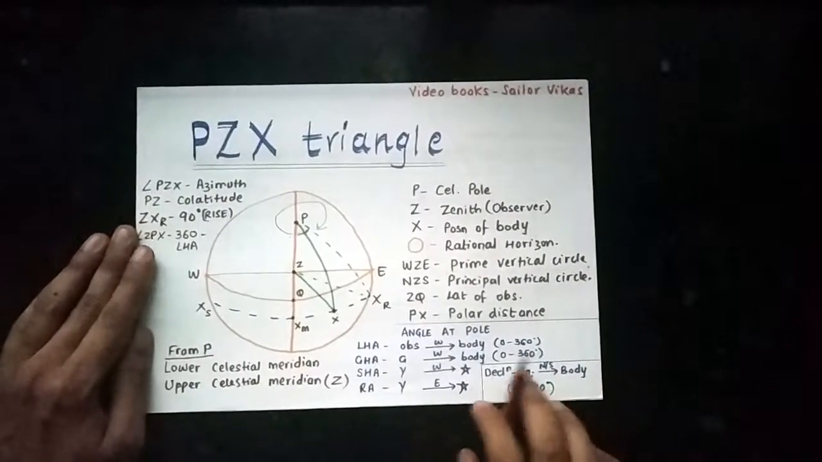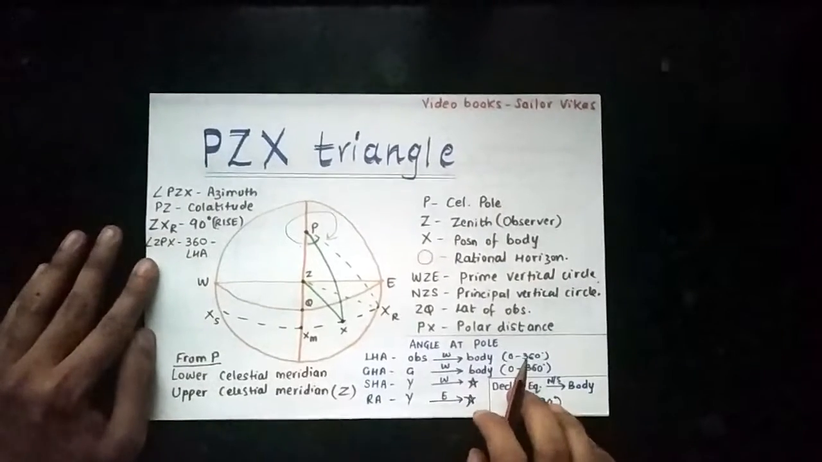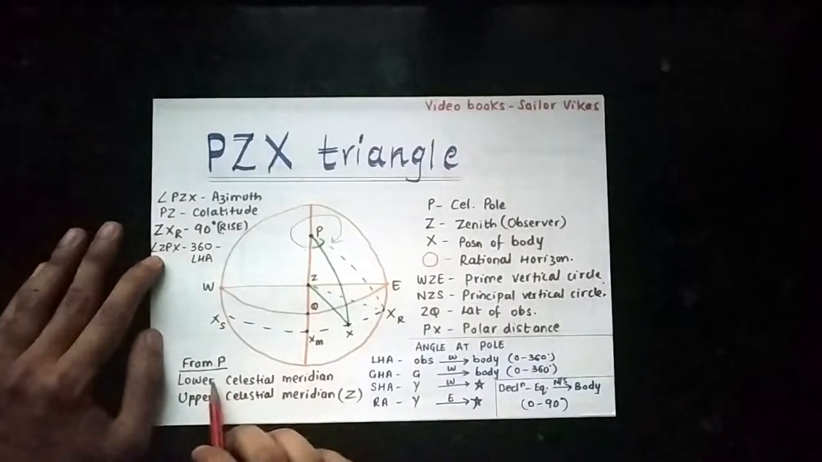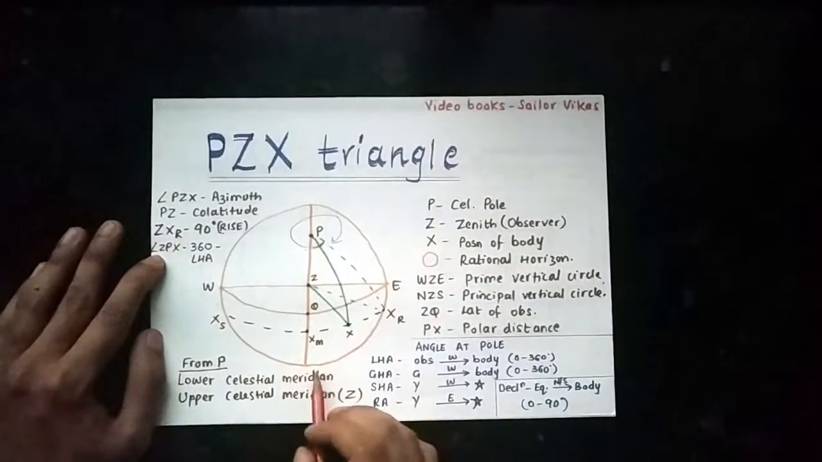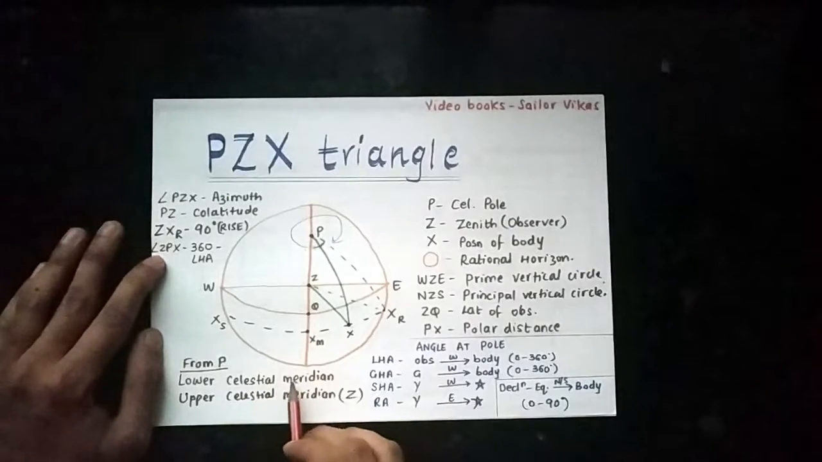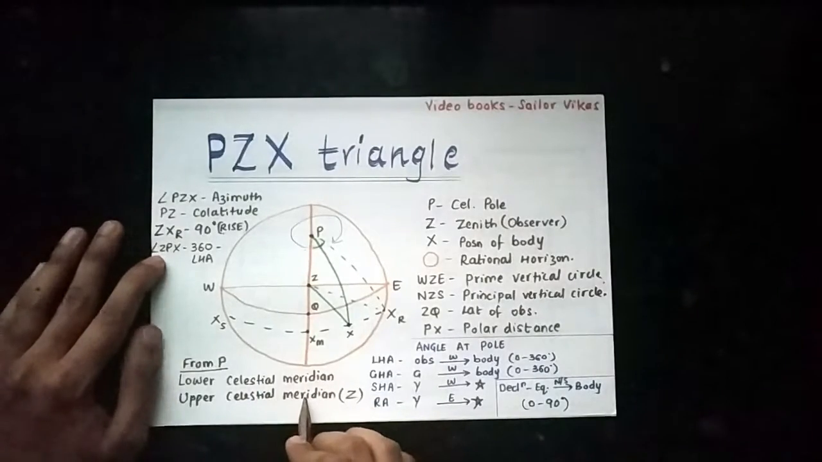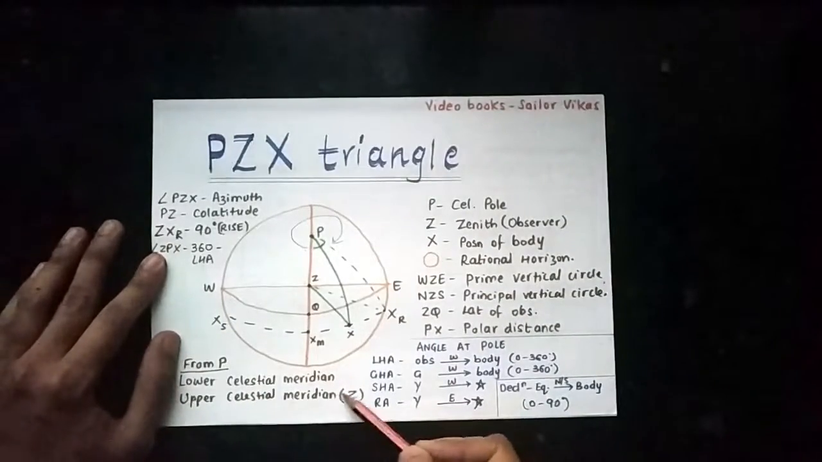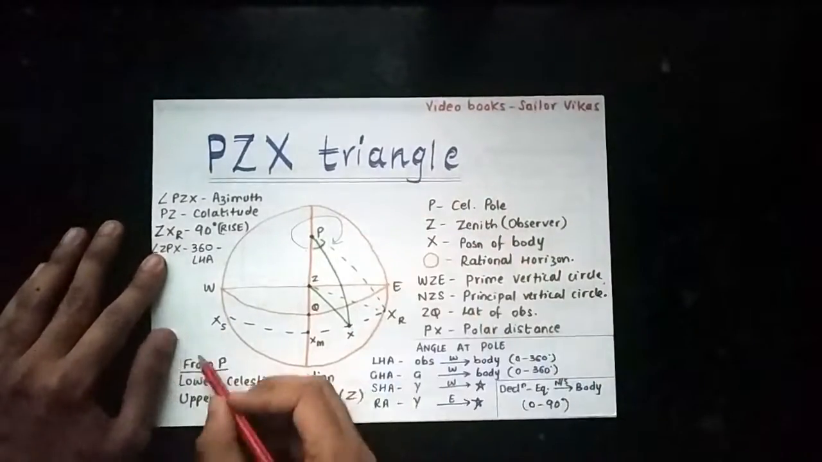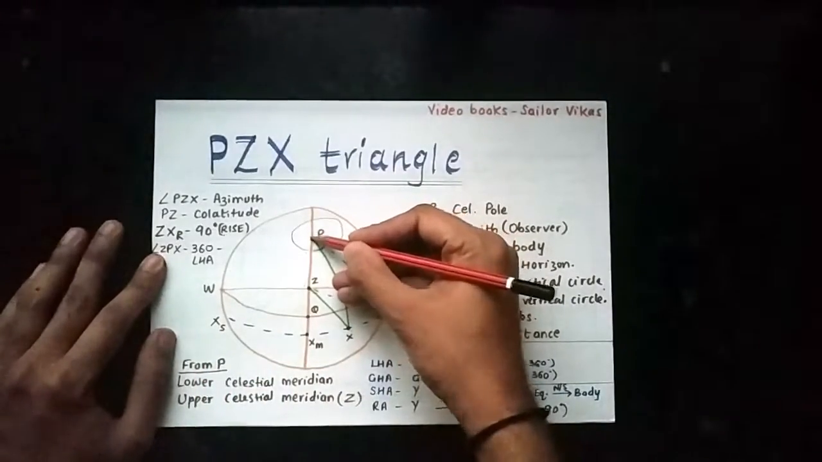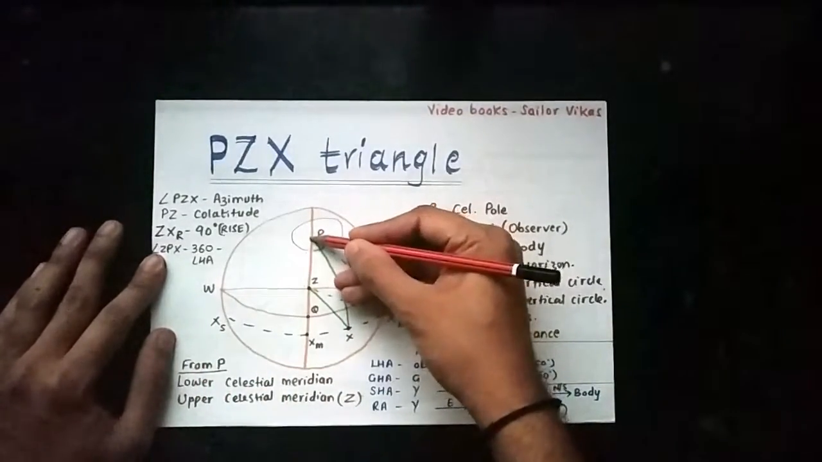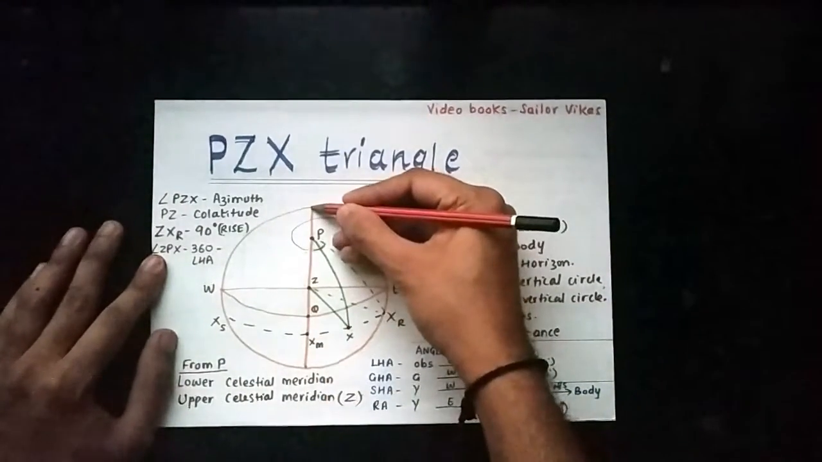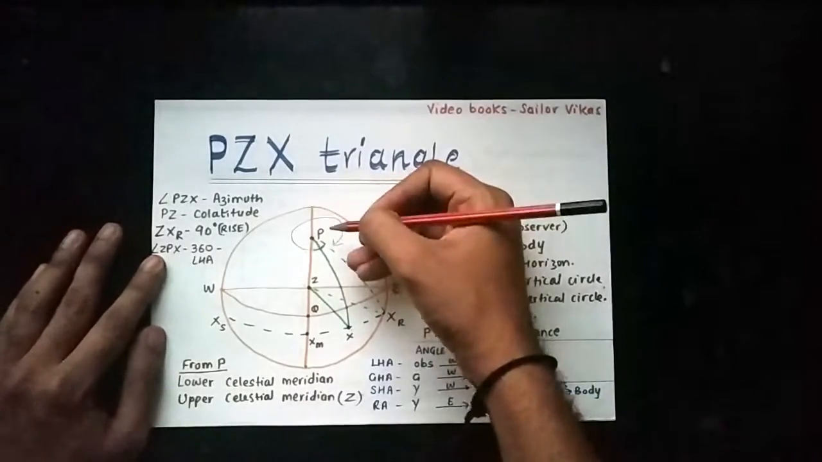So this was about some of the basic definitions which I want you to remember before we go to the PZX triangle. Other than this, there are two terms which are used. One is the lower celestial meridian, the other is the upper celestial meridian. The upper celestial meridian is the meridian in which the zenith comes, and it is always from P. So from P, now zenith is down, so from P to this point, this is the upper meridian, and from P to this point it is the lower celestial meridian.